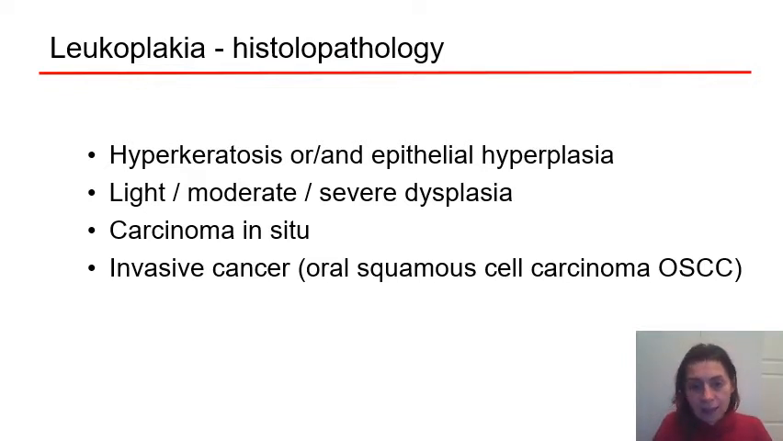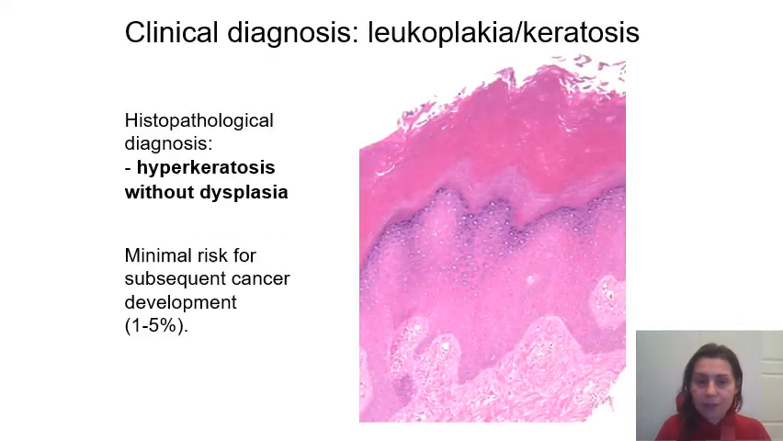When a clinical lesion of leukoplakia is sent in for diagnosis, this is one of the answers that can be written on the histopathological report. It can vary from hyperkeratosis and benign hyperplasia to invasive cancer, and I will take you through several examples.